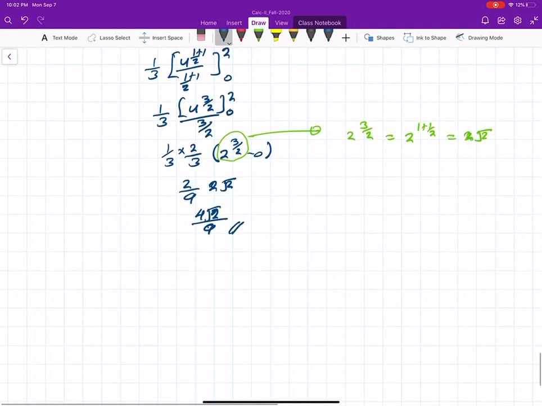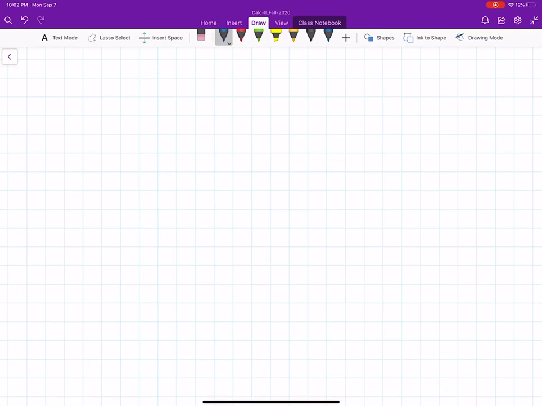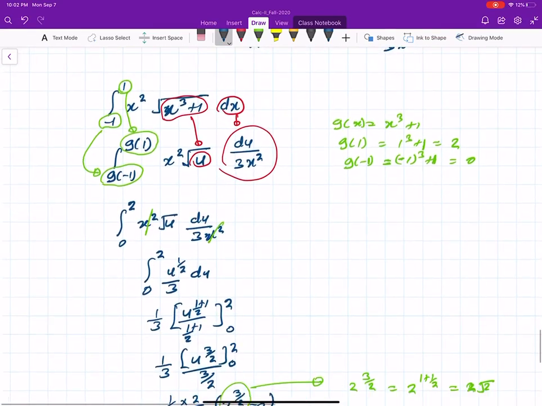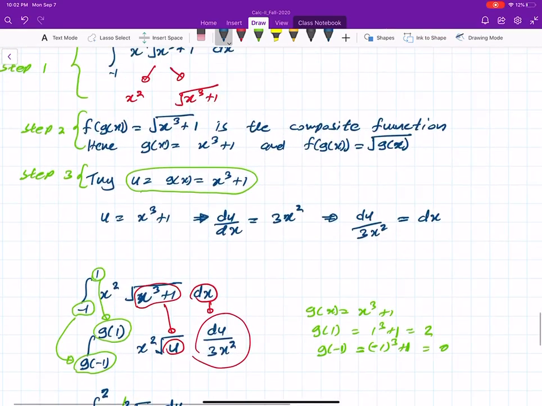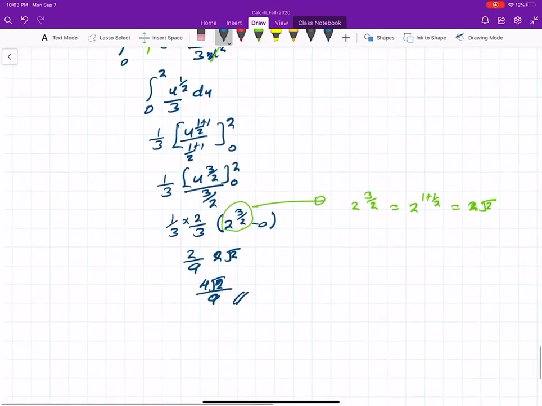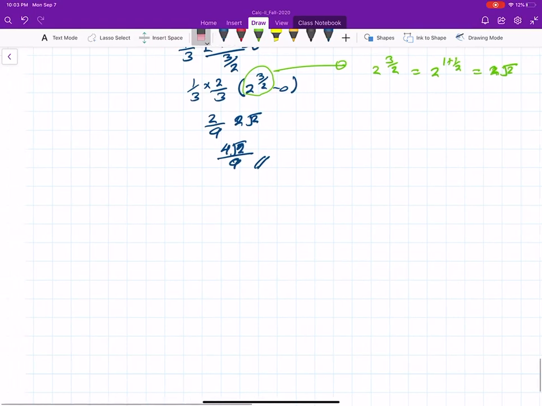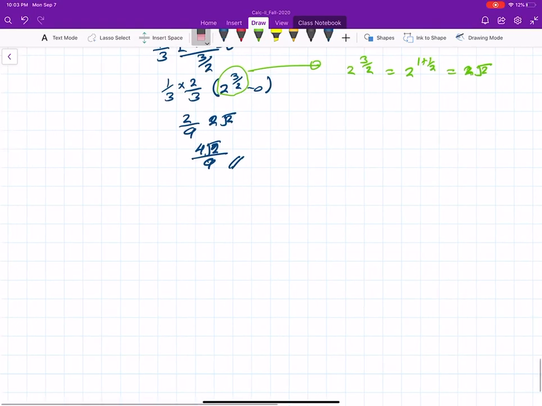Alright, so let's move to the next example. I'm sorry, oh yeah, we have the next example. Go to the next example. Example number 5. Example number 5 is like this.